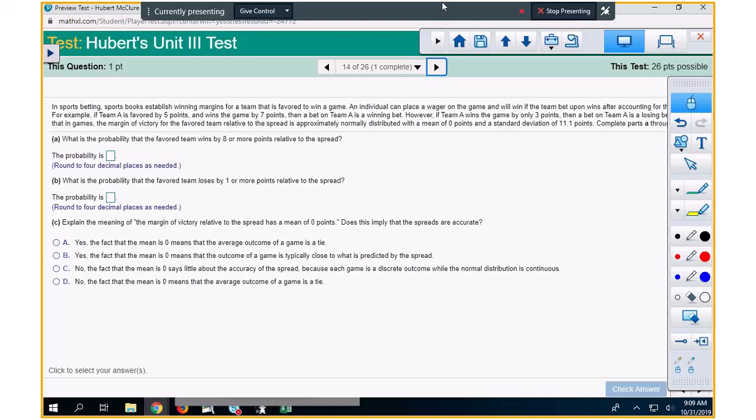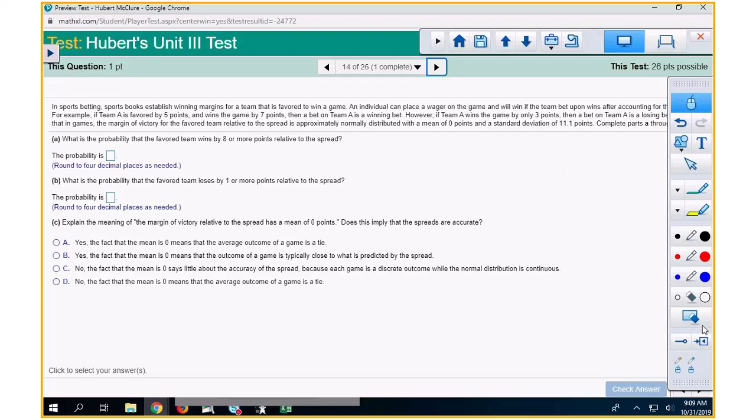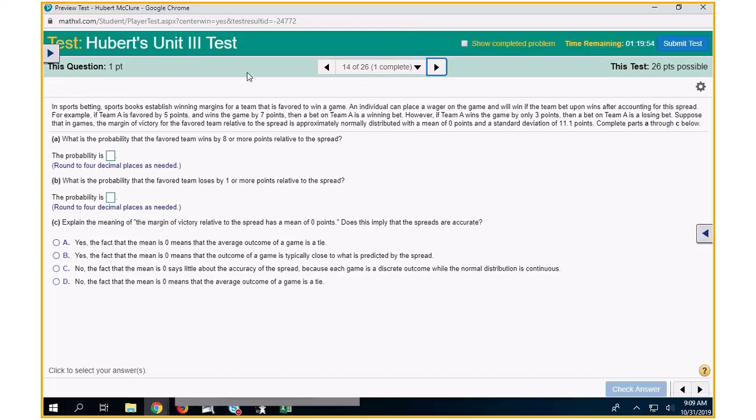All right. In sports betting, sports books establish winning margins for a team that is favored to win. An individual can place a wager on the game and win. For example, if a team is favored by 5 points and wins the game by 7 points, then the winner bets. That's called covering the what? Spread, for you people that have gambling problems. However, if a team only wins by 3, then you don't what? Win. You have to cover the spread.